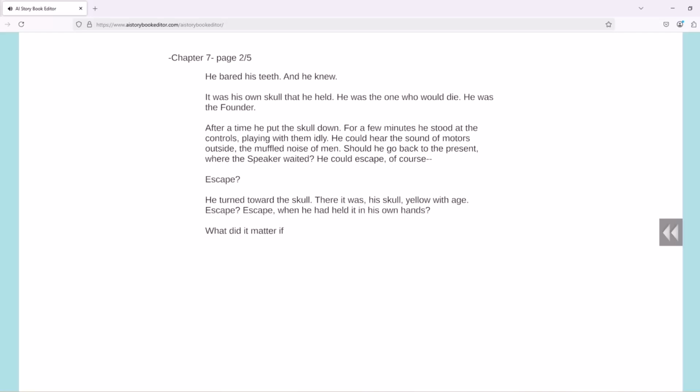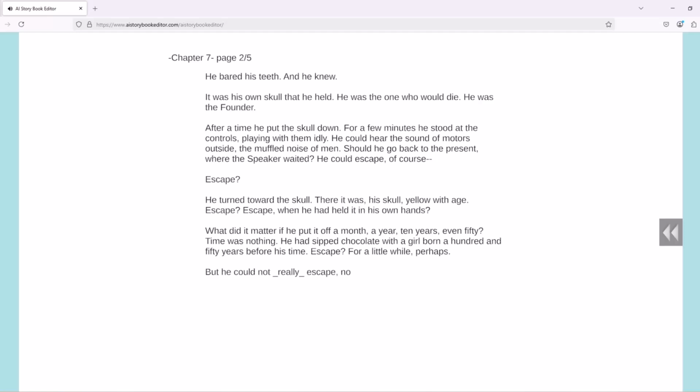What did it matter if he put it off a month, a year, 10 years, even 50? Time was nothing. He had sipped chocolate with a girl born 150 years before his time. Escape? For a little while, perhaps. But he could not really escape, no more so than anyone else had ever escaped, or ever would. Only, he had held it in his hands, his own bones, his own death's head. They had not. He went out the door and across the field, empty-handed.